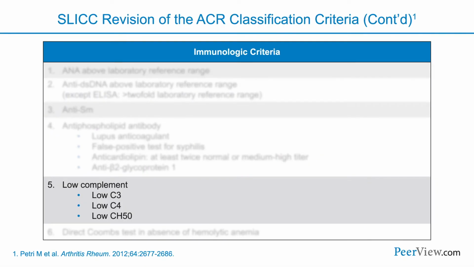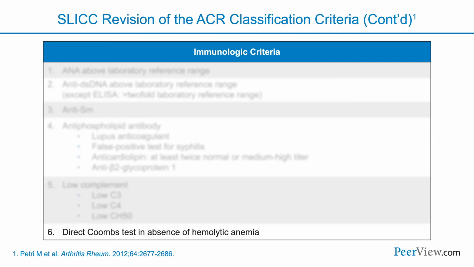Next is low complement. Low complement had not been part of the ACR classification criteria, but when complement is low, although it's not specific for lupus, it does make us suspicious, and of course we order a more elaborate workup. And finally, the direct Coombs test. And you're going to be thinking this is a repeat because hemolytic anemia was on the clinical list. But it turns out that 90% of lupus patients with the direct Coombs test never manifest a hemolytic anemia, so that's why it counts on this list.